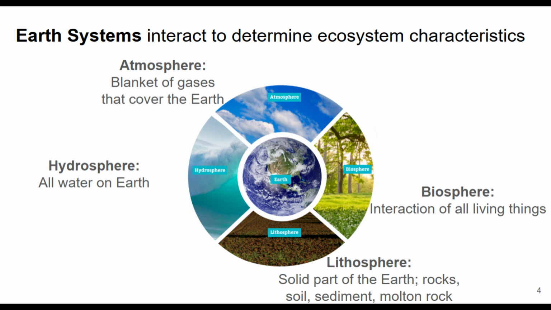Ecosystems are determined by the interactions of Earth systems. The hydrosphere influences the atmosphere, the biosphere, and the lithosphere. All of the Earth systems are interconnected. They are all affected by each other, and they all affect each other.